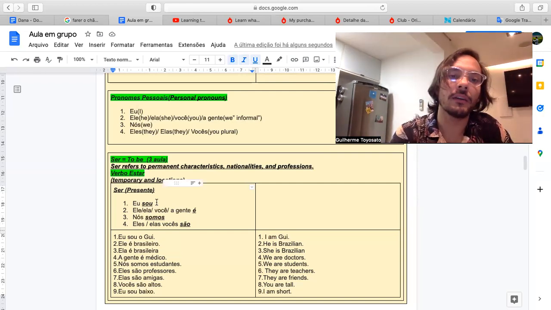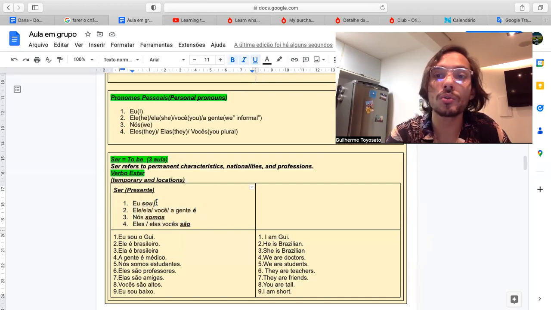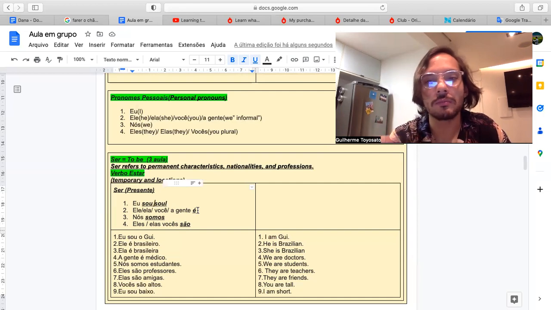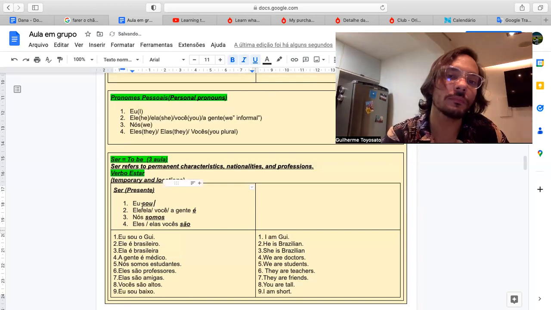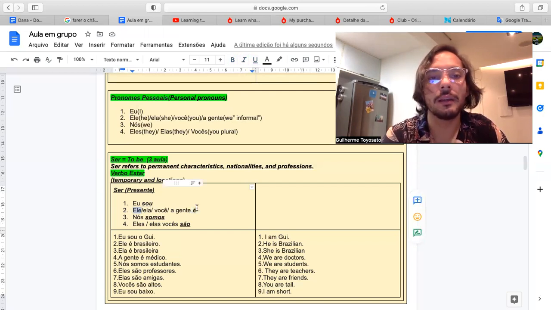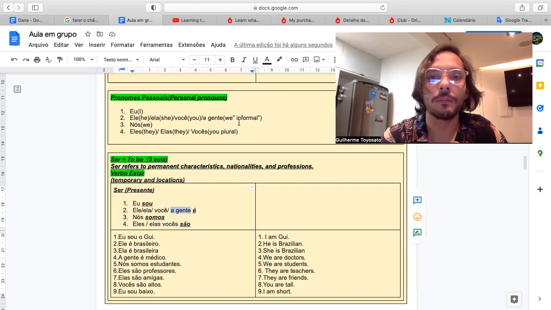So let's start here. Eu sou. If you are an English speaker, try to connect one word to another to remember. Eu sou means I am. Ele é means he is. Ela é means she is. Você é, a gente é. Você means you. A gente means we, informal way.